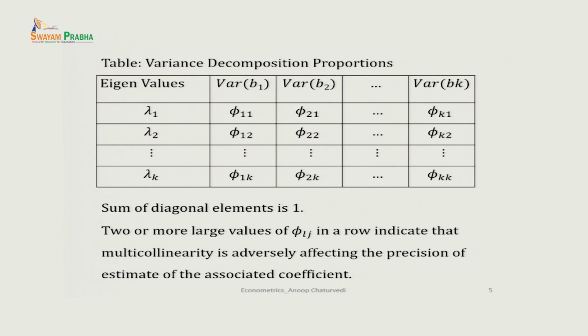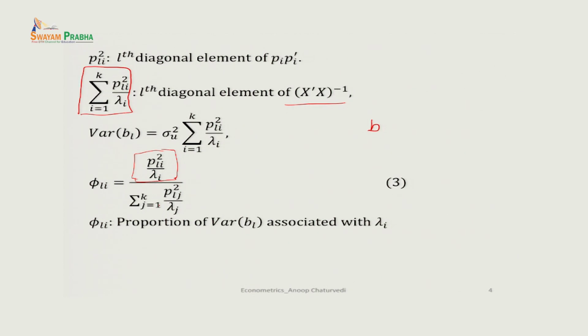Obviously, the sum of diagonal elements is equal to 1. If you take summation j equal to 1 to k phi j j, then this is equal to 1. This you can easily verify from here. If you take L equal to I, then we take summation over all I and then we get 1.